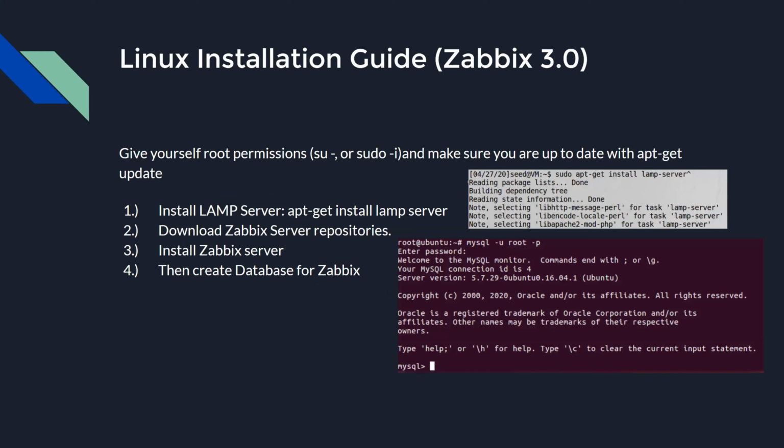So I did a little bit of an installation guide, because there's not much documentation out there. So I did it for anyone that might be looking to do this. First step is you just install a LAMP server. There's the code there for it. Then you download the Zabbix server repositories, then you install Zabbix server, then you have to create the database for Zabbix using MySQL, which is in that lower screenshot right there.